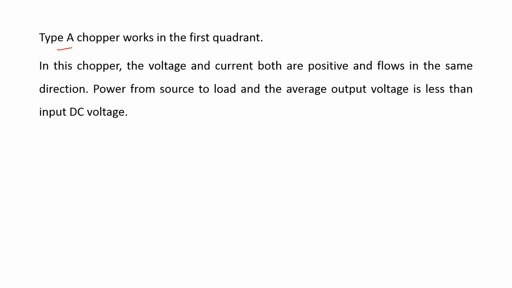Coming to class A chopper, it works in the first quadrant. That is, in this chopper both the output voltage as well as output current are positive values. In this type A chopper, power always flows from source to load, and the output voltage is always less than the input voltage value. So type A chopper is similar to the step down chopper. Type A chopper is the example for first quadrant chopper.